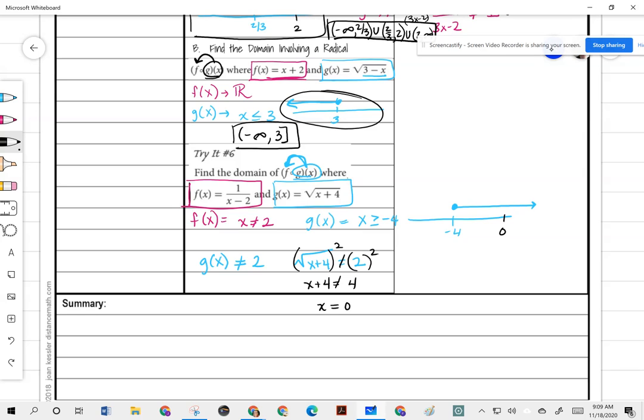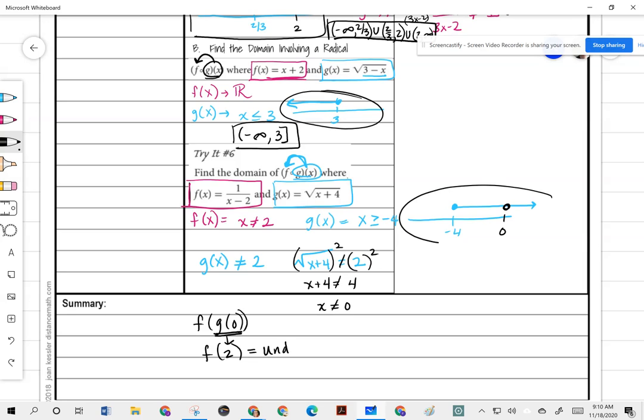So 0 would be an open circle. And that is because if we were to plug in 0 into g, right, because this is what it's saying. If I were to plug in 0 into g, I would get 2, right? This would give me 2, and then evaluate f of 2 is going to be undefined. And that's why we have to exclude it.